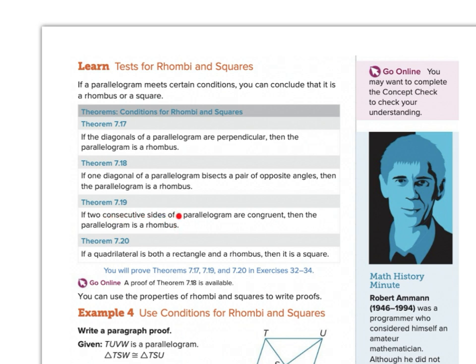If two consecutive sides, not angles, two consecutive sides of a parallelogram are congruent, then we know that it's a rhombus because the opposite sides of a parallelogram are congruent. So two consecutive means they're all the same.